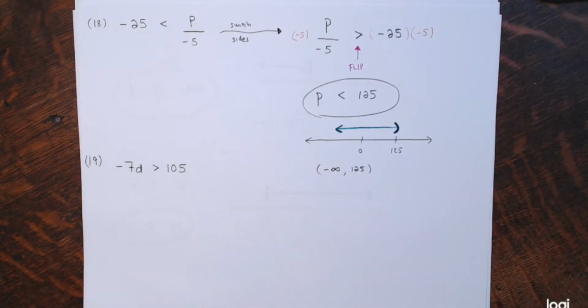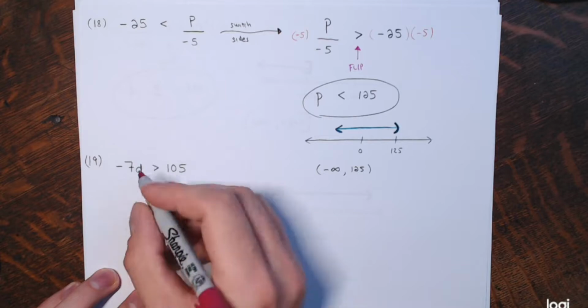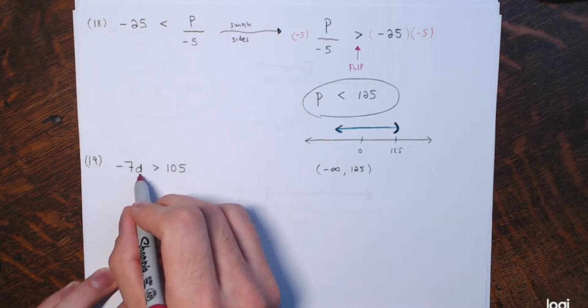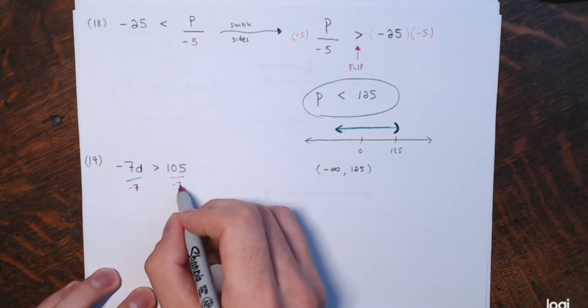All right, just two more of these. Negative 7 times d is greater than 105. Again, I want to get the d alone. Divide by negative 7, right? It's being multiplied by negative 7. I want to undo that. Divide by negative 7. Do the same thing to the other side.